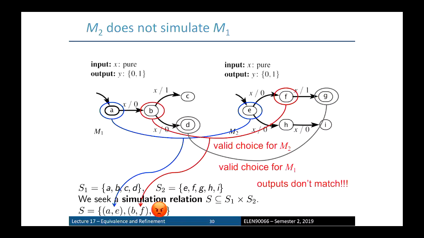Now, what's so bad about that state that makes this face super angry is that the outputs here are incompatible, right? This transition has enabled Y to be 0. This transition has enabled Y to be 1. So we don't have corresponding output behaviour.